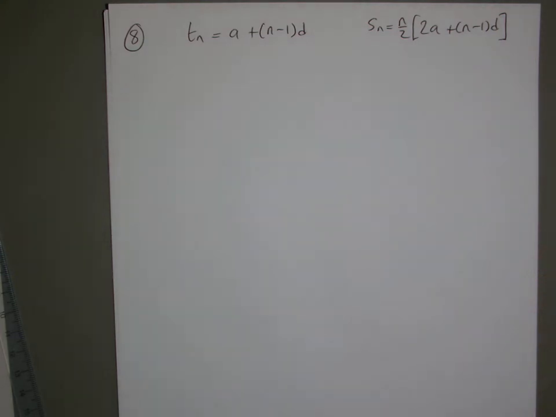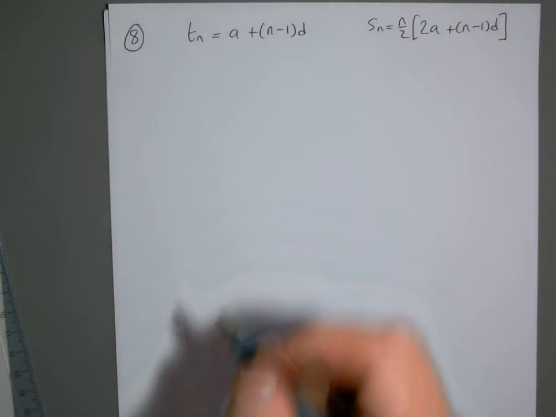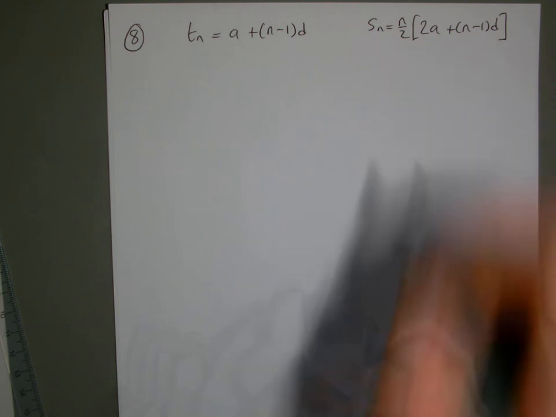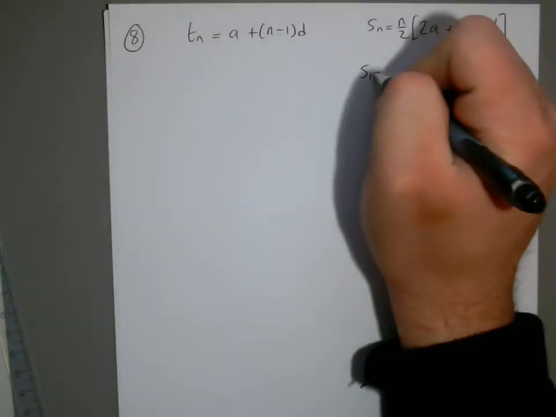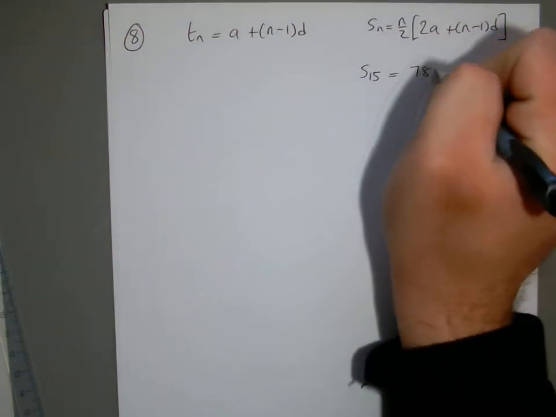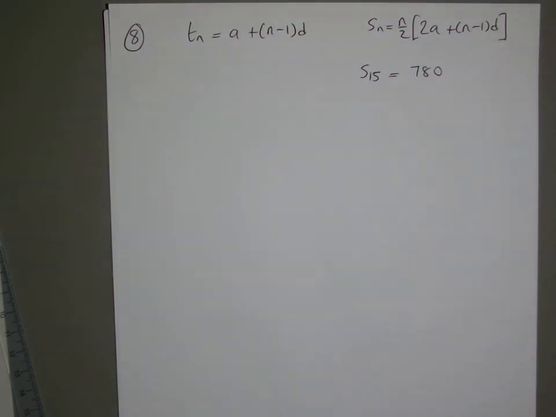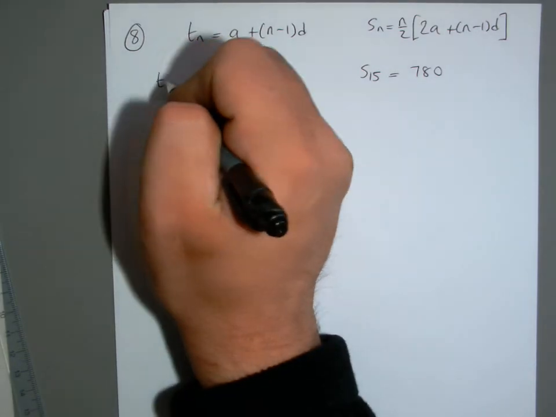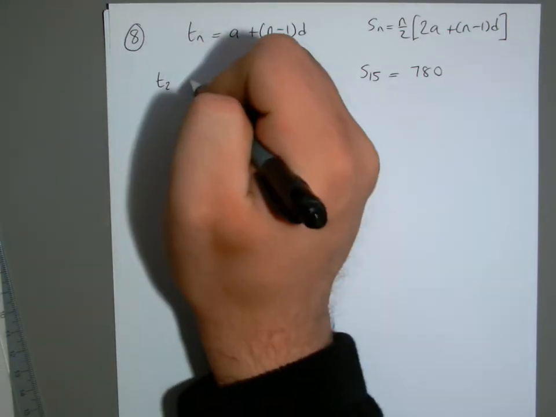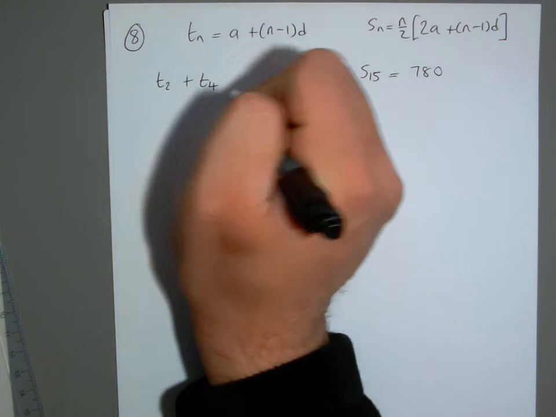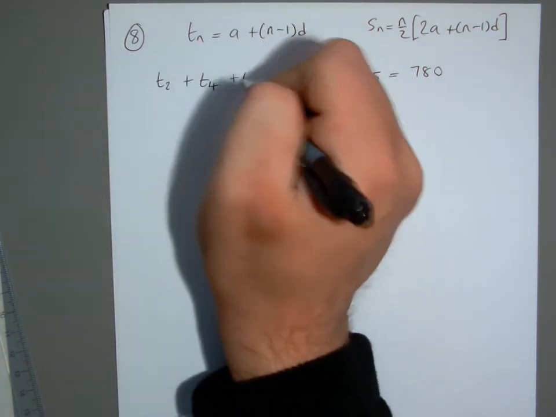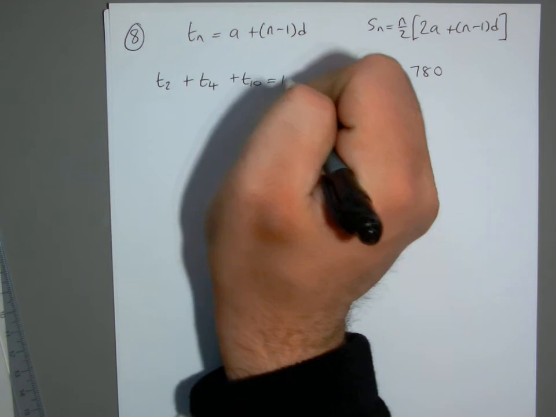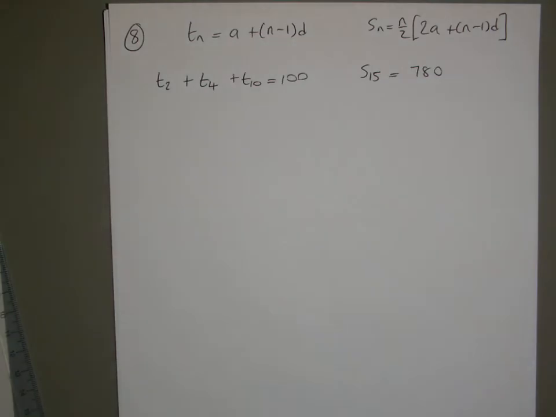Okay, number 8. The sum of the first 15 terms of an arithmetic series is 780. So we're given that there. And then it says the sum of the second, fourth, and 10th terms of the series is 100. So be quite specific then in terms of the terms. So the T2, sum of the second, T4, fourth term, and 10th term is 100. So find the first term and common difference.